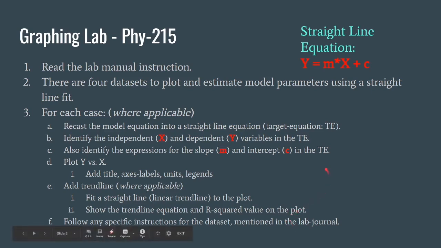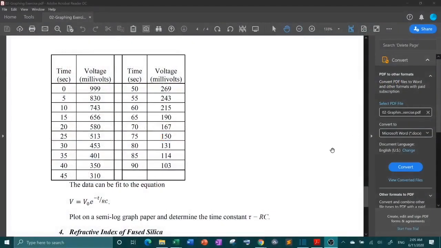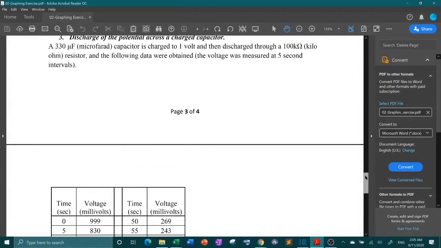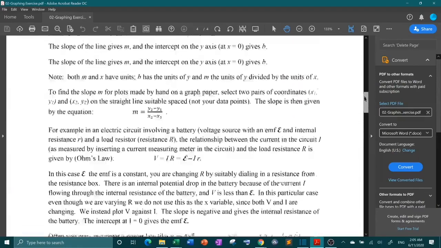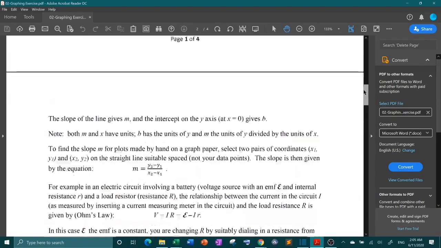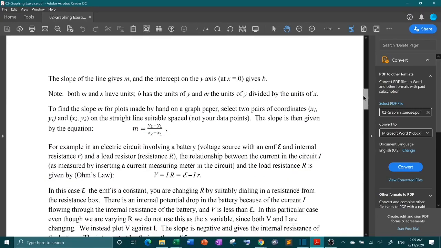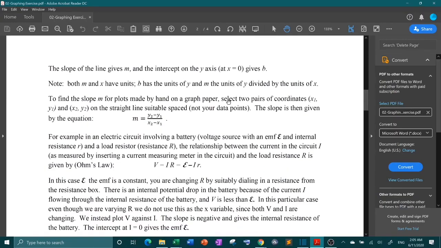Okay, and yeah, any other specific instruction in the data set, do follow that. So now that we have talked about this, let's go and take a look at what we have here in this manual. I'm mostly focusing on the second page of the manual.